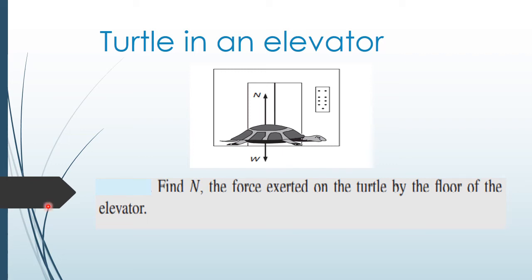Hello students, our next example is turtle in an elevator. We have a turtle having a weight W in the downward direction, and N is the normal reaction force. The turtle is in an elevator. We have to find N, the force exerted on the turtle by the floor of the elevator. We have to find out what is the value of N.